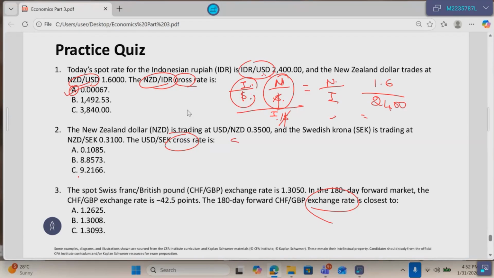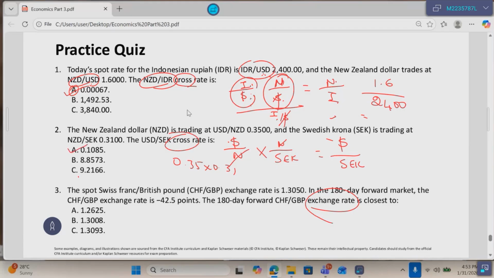If I have dollar per N and I have N per SEK. Oh, this is interesting. Dollar per N and N per SEK. And I want dollar per SEK. Simple. I want this on top, this at the bottom. Perfect, right? Cancel, multiply. So the answer is 0.35 into 0.31. What is so difficult about it?